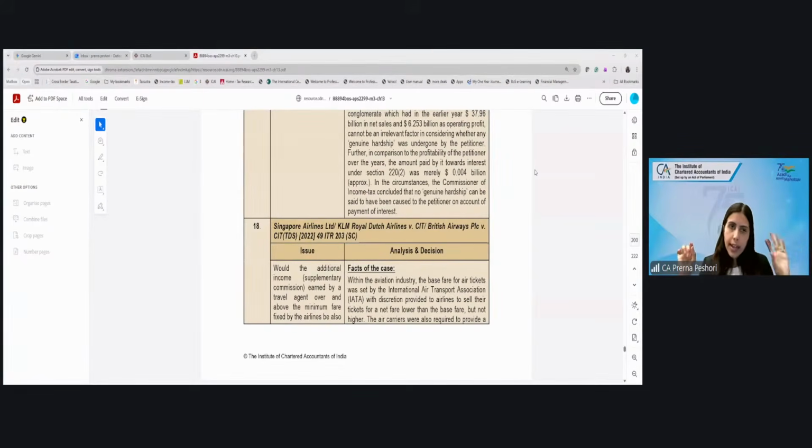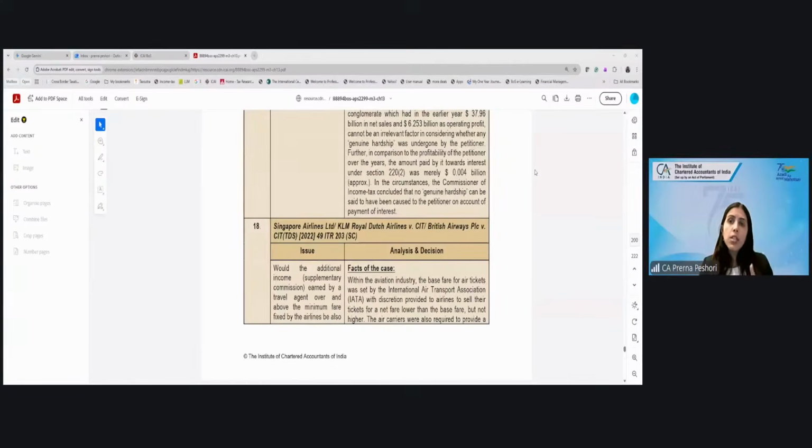Now, the airline has one price, Make My Trip has another price, right? Airlines have no control over the price at which the travel agents will be selling the ticket. So, let's say the airline has set the price as 3,000. The travel agent is selling the ticket at 3,400. The 400 rupees that is earned by the travel agent over and above the fare that is quoted by the airline would be the agent's own income. Right? This is a supplementary commission.